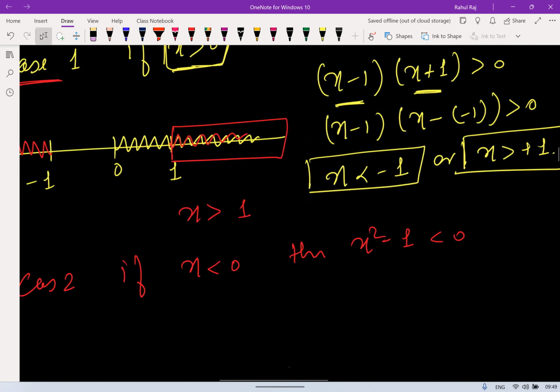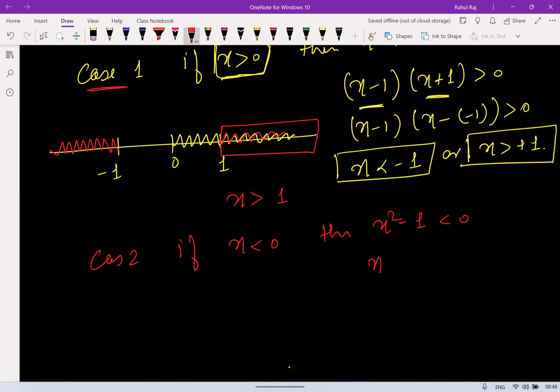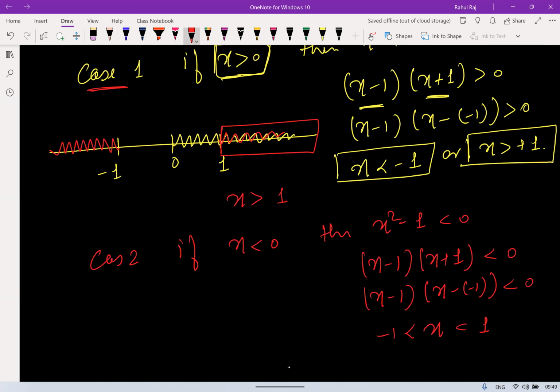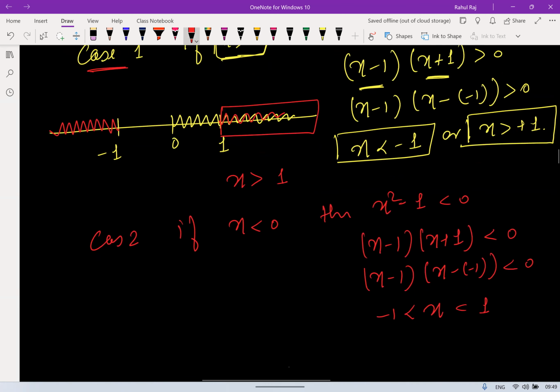Minus 1 into x plus 1 is less than 0, Alexa. Now this is nothing but x minus 1 into x minus negative 1 is less than 0. Am I right? So it means x minus a into x minus b is less than 0, Alexa. That is nothing but x lies between negative 1 and 1. Very clear? So now if x is less than 0, I have one condition that x should lie between negative 1 and 1 also, right?